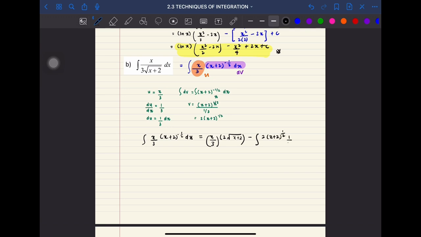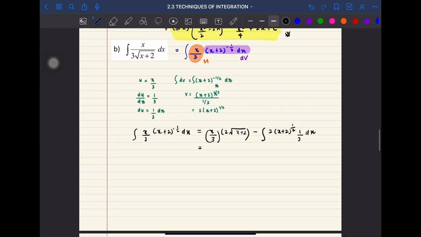Du is 1 over 3 dx. Okay, so I'll bring 2 to the front, so it will become 2x over 3. And then for this one, I'll bring the constant outside. So we have 2 over 3, and then what's left is x plus 2 to the power of 1 over 2 dx. Okay, so this is still the same.